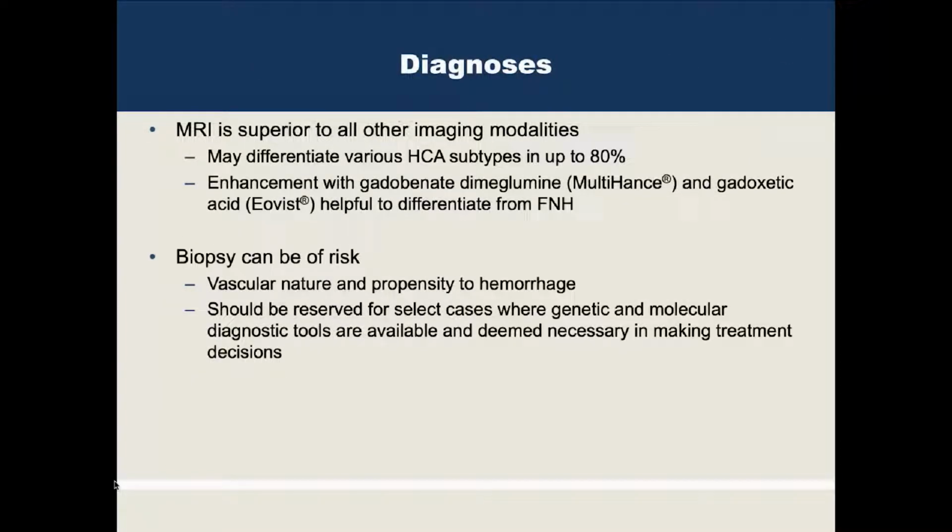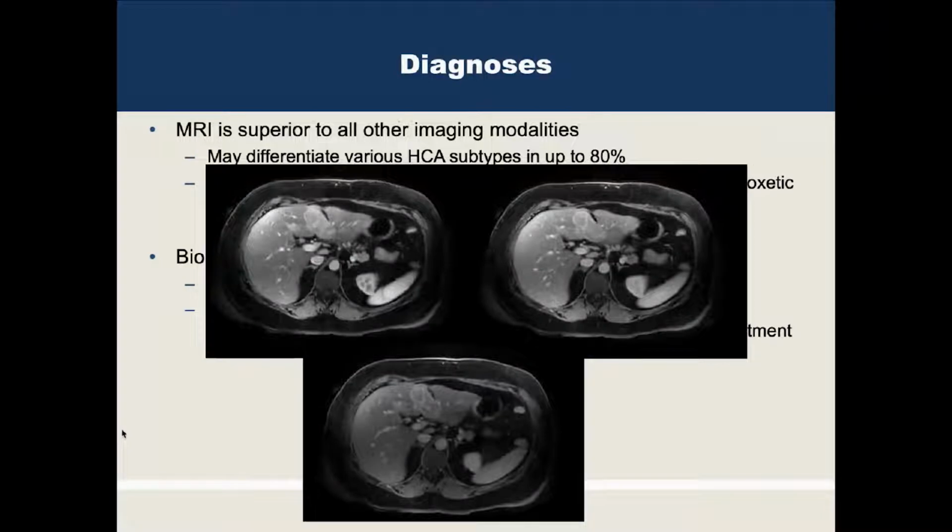As far as diagnosis, MRI is superior to all other imaging modalities. It is actually able to differentiate various HCA subtypes in up to 80% of patients, and there are characteristic enhancement patterns with either MultiHance or EOVIST, as we use in our institution, which are helpful to differentiate it from FNH. And this is a picture of a hepatocellular adenoma. As you can see in the arterial phase, there is clearly this tumor that's highly vascularized and shows up, and then there is washout in the later phases.